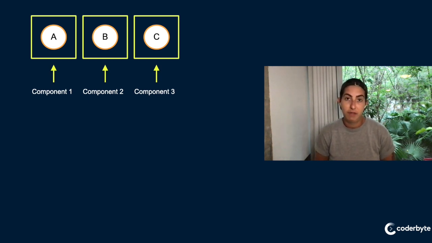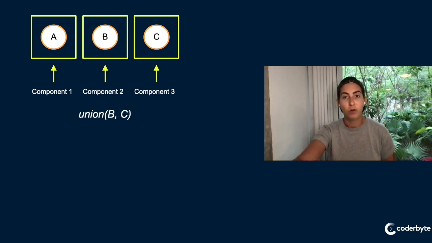So let's talk about those methods. What would it look like to, let's say, call union, right? So here we have union BC. We're trying to make a connection between B and C.